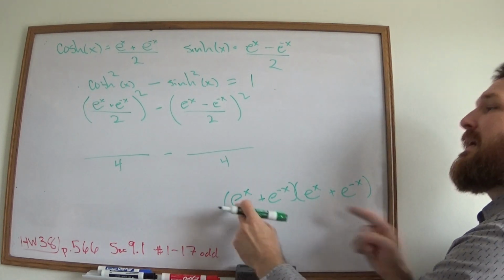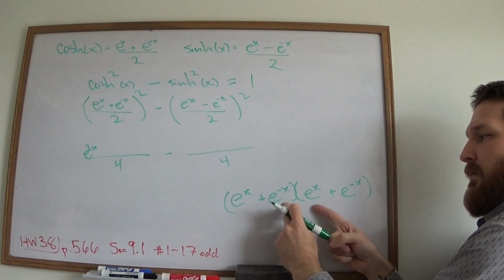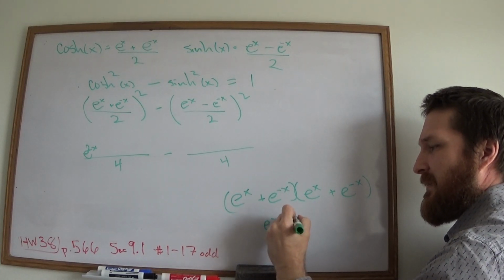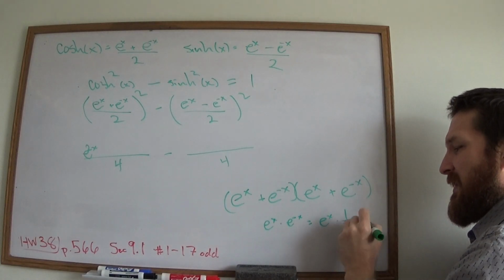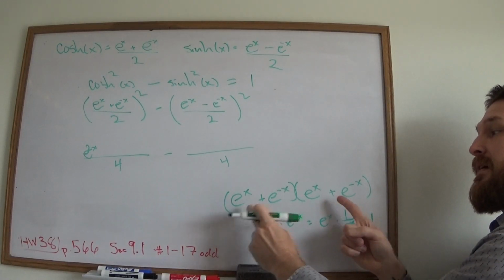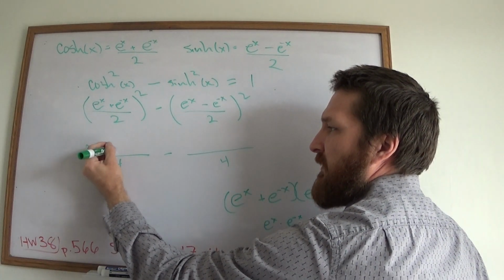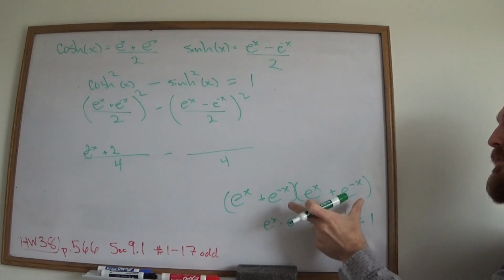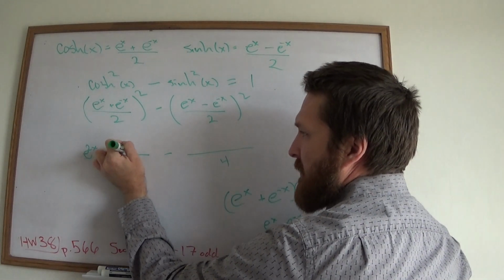So we get e to the 2x. The outer times inner gives you e to the x times e to the negative x, which is the same thing as e to the x times 1 over e to the x. So that's just 1. The outer gives you 1, the inner gives you 1. 1 plus 1 is 2. Everybody got that? Outer is 1, inner is 1, 1 plus 1 is 2. Now the last gives you e to the negative x times e to the negative x, so e to the negative 2x.